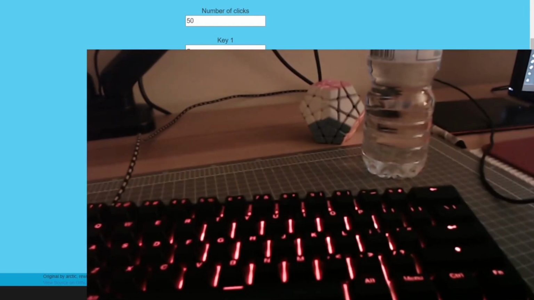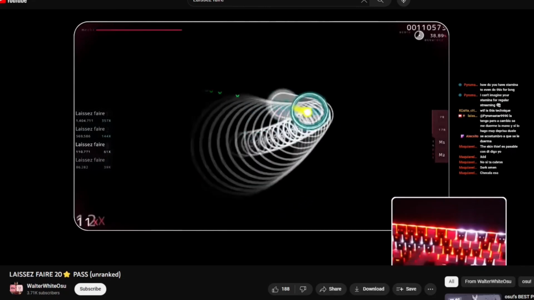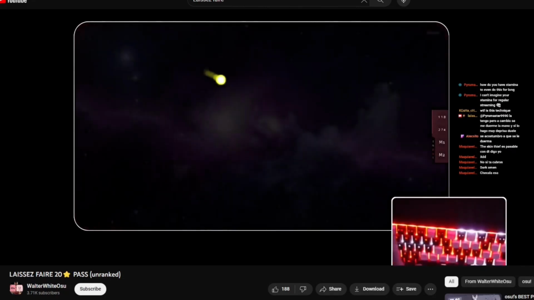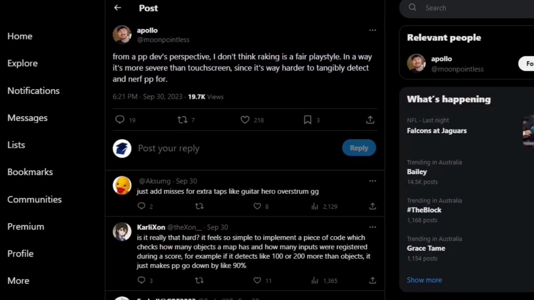Pretty broken. Now, as you can imagine, players have been pretty divided on this new playstyle. Some think it's a new experimental tapping method, which should be admired, whereas others think it's hardware abusing. One of the osu devs, Apollo, even considered this as severe as touchscreen.